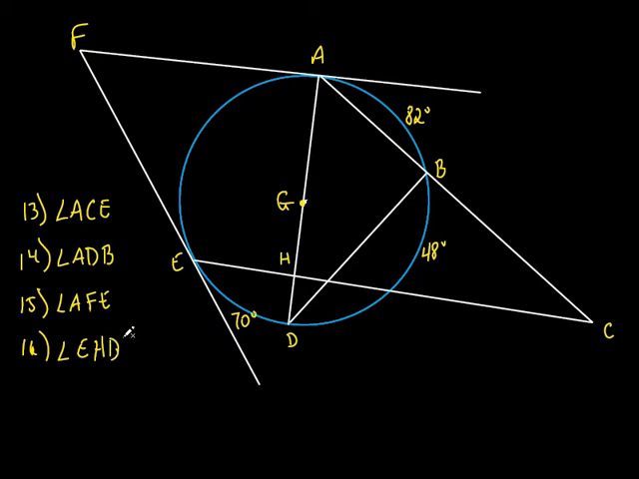Alright, let's just start with 13, might as well. Let's use pink. Alright, ACE. Where's A, where's C, E? So we're finding this angle right there. Okay, well, what do we have here? It looks like we've got two secants that intersect outside the circle.